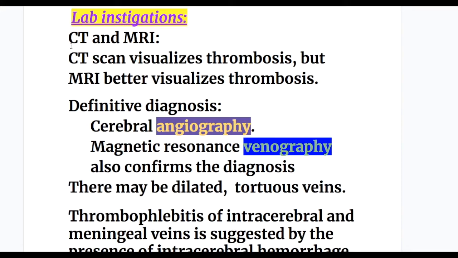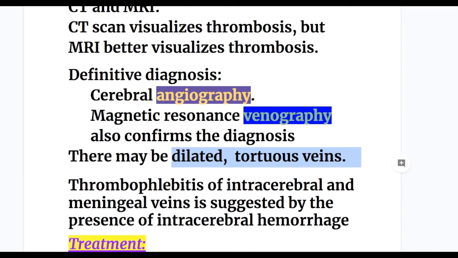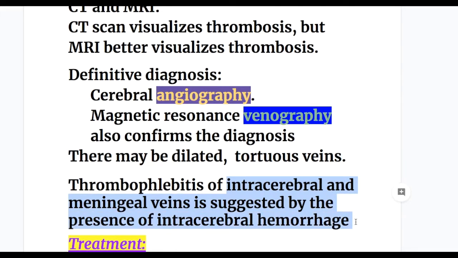The lab investigations in cavernous sinus thrombosis: CT and MRI. CT scan visualizes thrombosis, but MRI better visualizes thrombosis. Definitive diagnosis is by cerebral angiography, and magnetic resonance venography also confirms the diagnosis. There may be dilated tortuous veins. Thrombophlebitis of the intracerebral and meningeal veins is suggested by the presence of intracerebral hemorrhages.